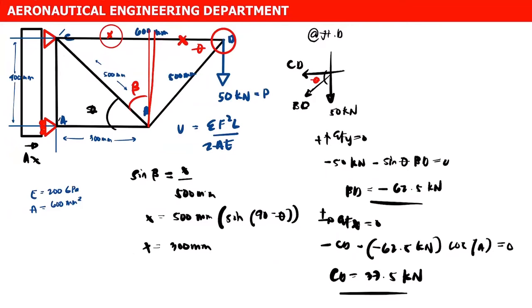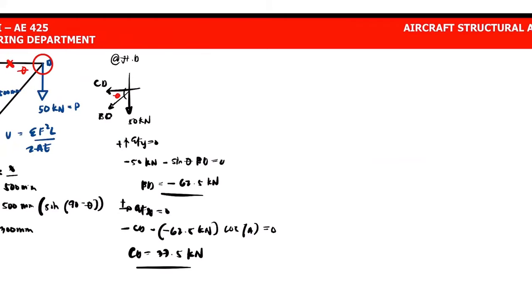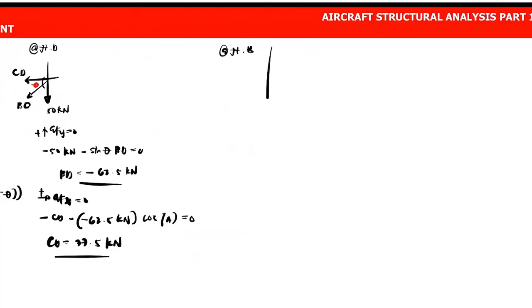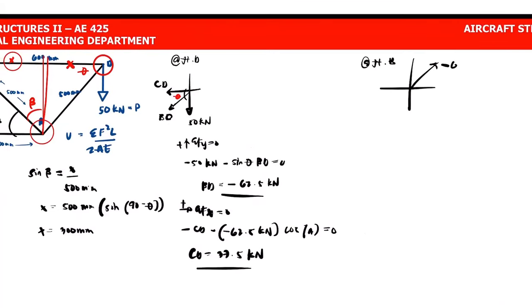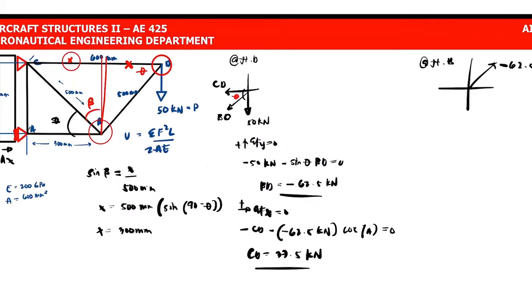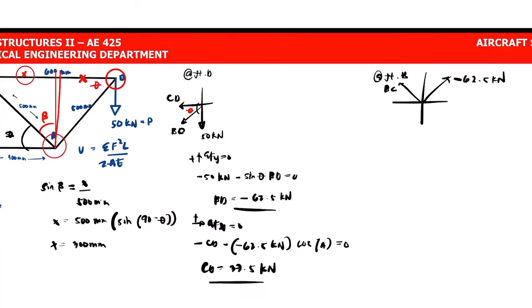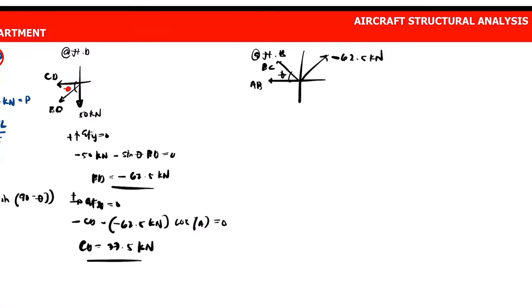Next, we will get member BC and AB. So, here, let's try to solve this joint. Okay, so at joint B, we have members BD, which is negative 62.5 kilonewton, and then BC, and then your AB. And this is your theta. Now, we can get AB.